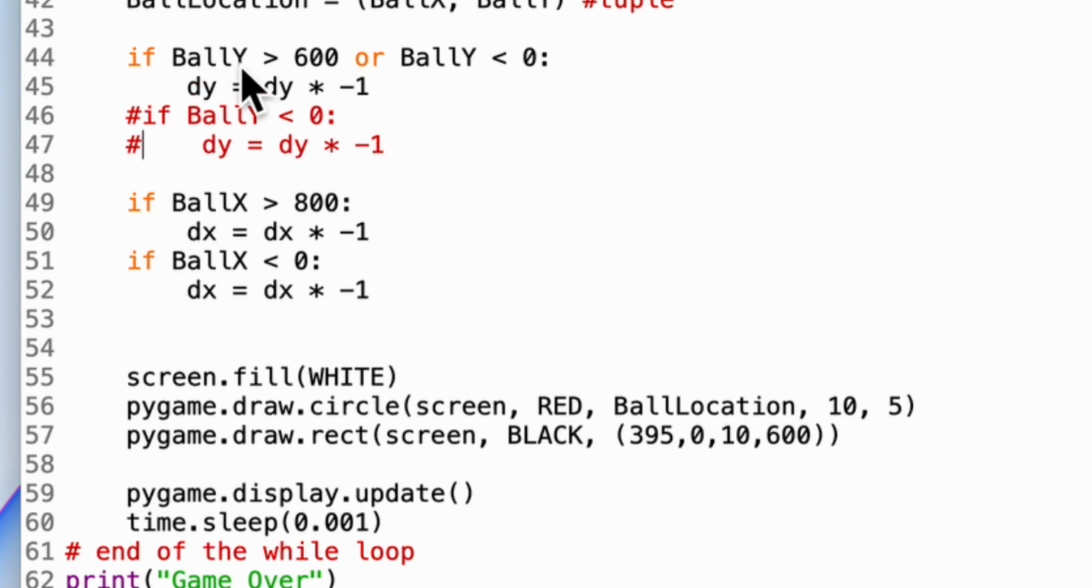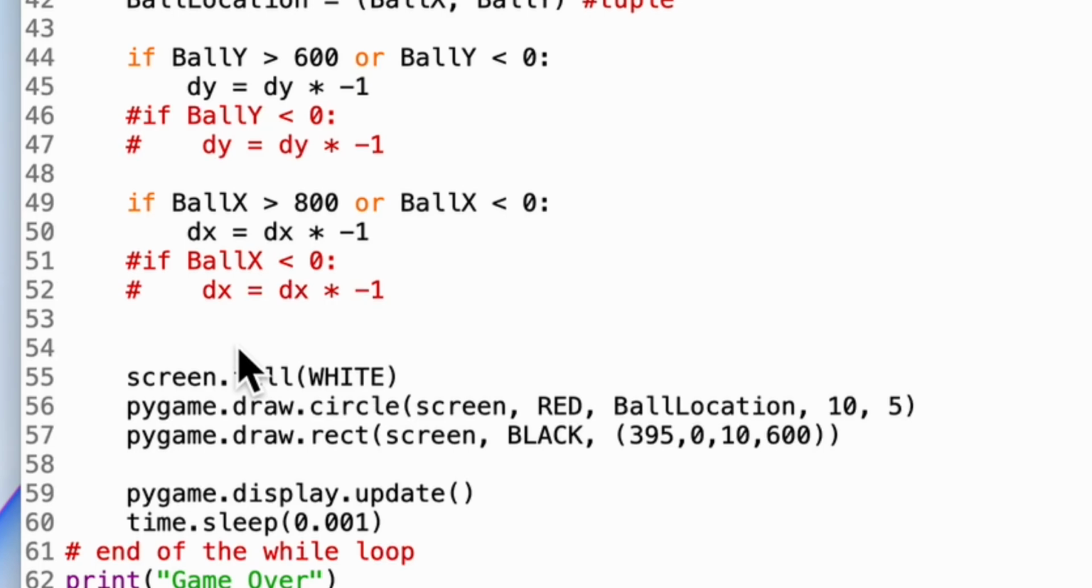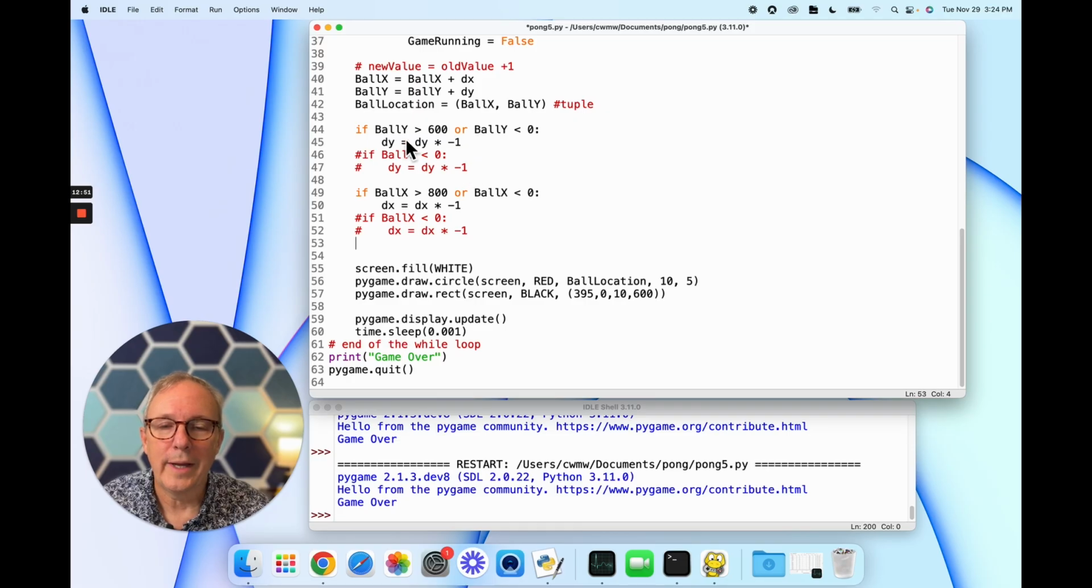Okay, so ball y greater than 600, in other words, we're at the edge of the wall, or less than 0, we're at the edge of that wall. Take that back. We're either at the floor or at the ceiling because we're dealing with y. Then we're going to negate the dy. Okay, and we're going to do the same thing over here with ball x, or ball x less than 0. And we'll go ahead and put pound signs here, right? So now we have this nice clean little code.